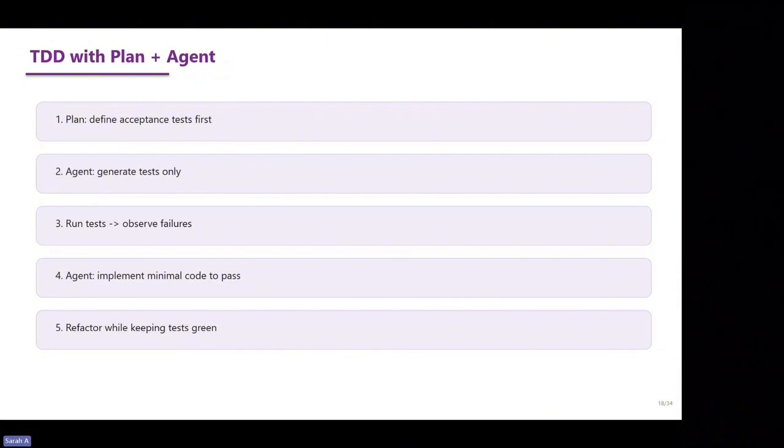Then step 5 is to do a cleanup. So once the tests are green, you can ask the agent now to improve that code structure, to rename the variables that is needed, or to simplify the logic, and before you now move on to continue to code.